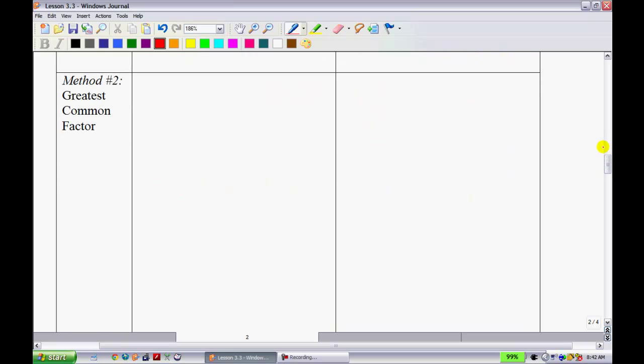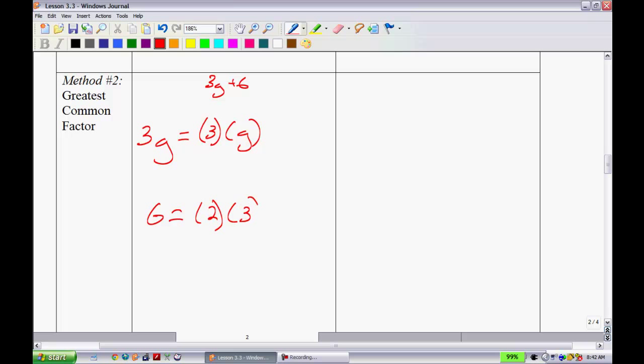So recall the first question was 3g plus 6. What we can do is, using the greatest common factor method, just take each individual term, so I'll take the 3g right here, and factor it into its prime factors. So 3g, I notice that it has a factor of a 3 and a g. That one's not too exciting. But 6, I can say, okay, I know that 2 goes into it, it's a prime number, 2 times 3.